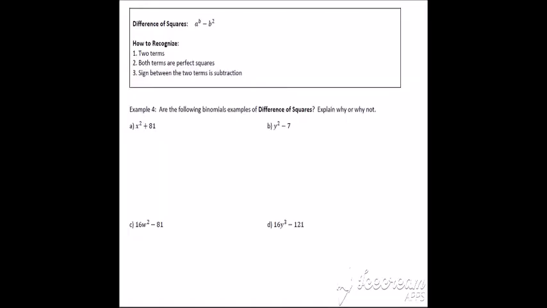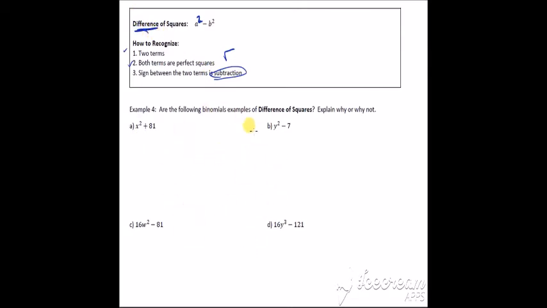Now we're going to take a look at difference of squares, which is already introduced. But difference of squares is in this form: a squared minus b squared. So this is how to recognize it. There are 2 terms. Both terms are perfect squares, that means we can root them. And the sign in between the 2 terms is subtraction. It has to be subtraction. Okay, it's a difference of squares, not the sum of squares.